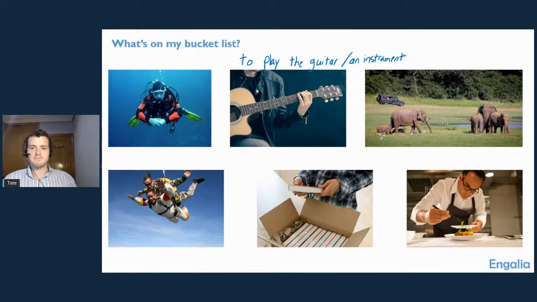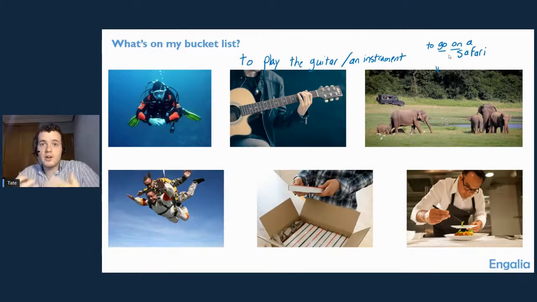Absolutely, very good. Oh, I see another one. It says to go on a safari. Absolutely, very good. So we have this one here is to go on a safari. I like that. To go on a safari. Very good. Notice that we have that expression there, to go on a safari. Normally we say, for example, to go somewhere. Here we have the expression to go on a safari.